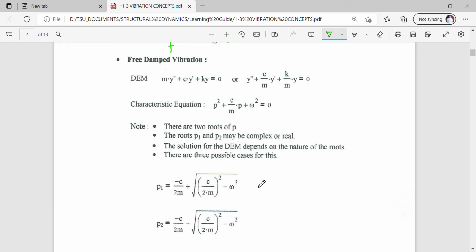Okay guys, I'm back to continue discussing the theories of vibration. So we have actually finished the free undamped case. Now we move forward to the free damped vibration case.